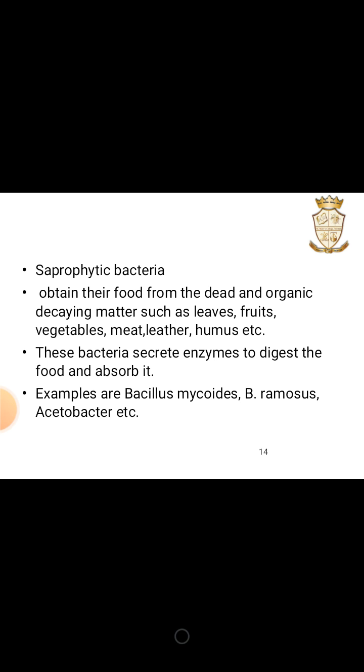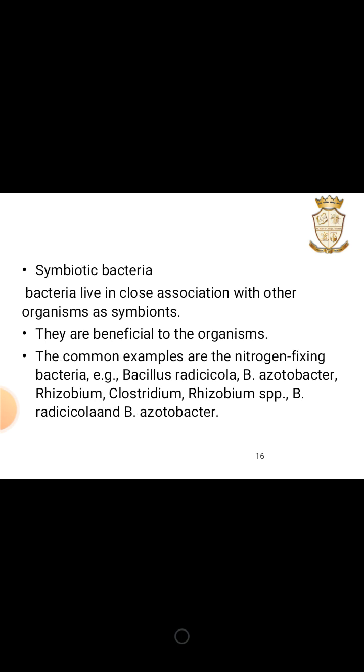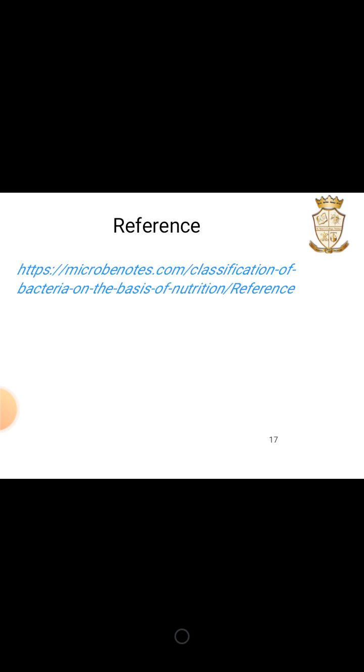Saprophytic bacteria obtain their energy from dead and decaying organic matter such as leaves and roots. These bacteria secrete enzymes to digest the food and absorb it. Parasitic bacteria obtain their nutrition from the tissue of the host on which they grow. Symbiotic bacteria live in close association with other organisms as symbionts that are beneficial to the organism.